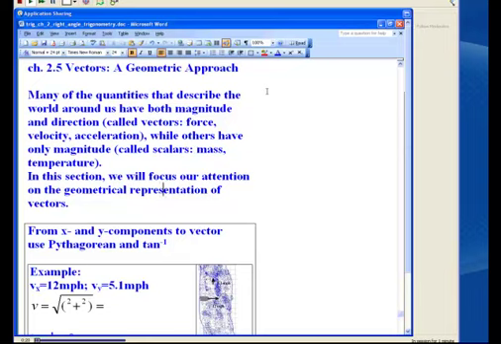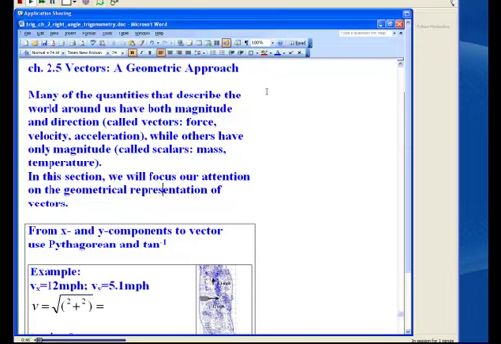Force, for example, it makes a difference if you push something to the right or if you push it forward. Velocity, it makes a difference if you're driving north or if you're driving east, each at 50 miles per hour, but you're going to arrive at different destinations.